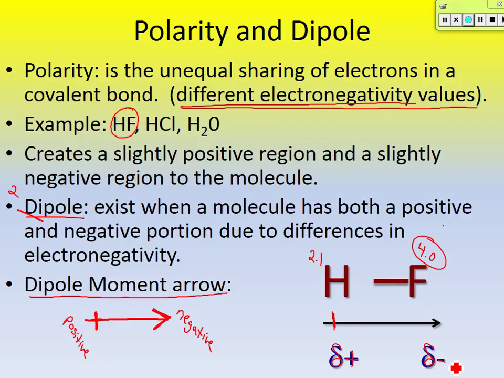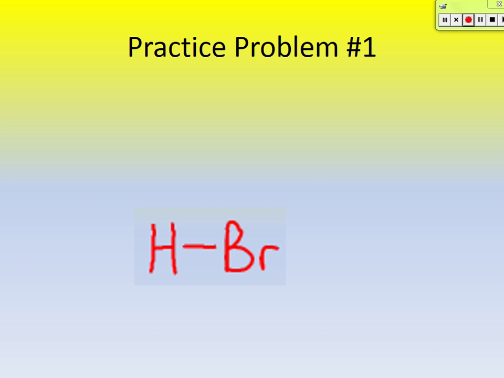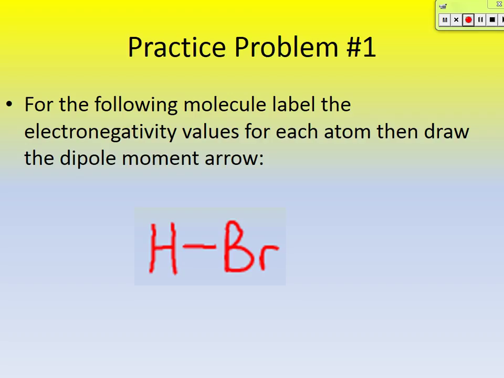All right, I've got a number of practice problems so that we can get used to this. Okay, so let's get there. Practice problem number 1. It says, for the following molecule, label the electronegativity values for each atom, then draw the dipole moment arrow. So let's do this one together. Let's do the electronegativity values first. What is it for hydrogen, guys? 2.1. So in your books, on your notes, I want you to write that. 2.1, right by the hydrogen.